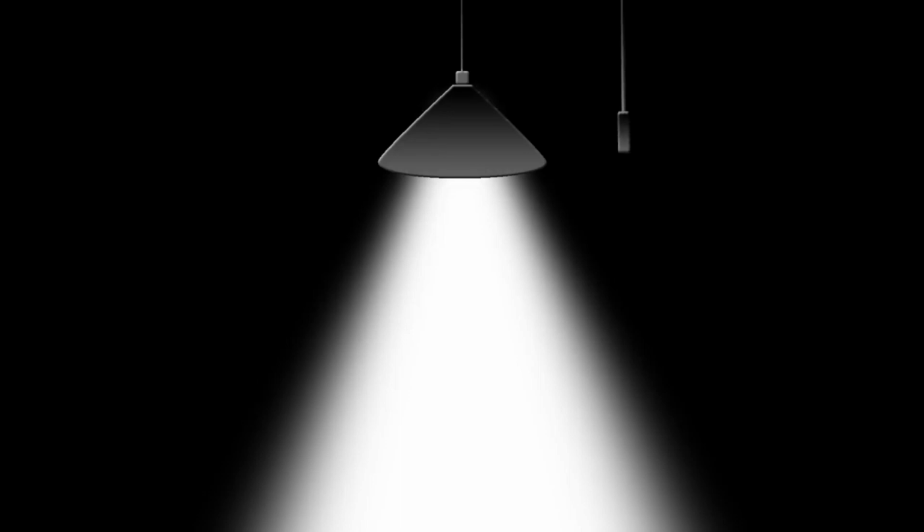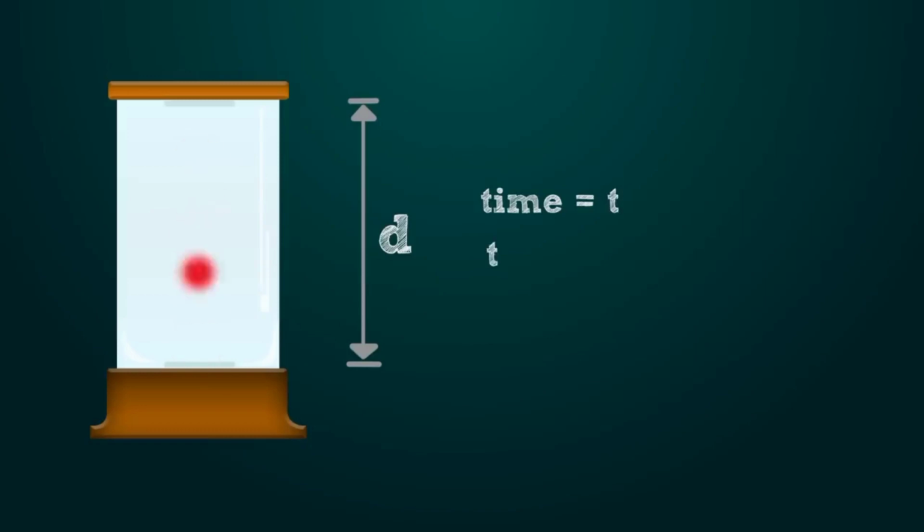Light behaves in a different way. Imagine you have a light clock with you. This light clock has two mirrors in the opposite directions and a light beam bouncing between them. Now, let's say the distance between the two mirrors is d, and the time for the light to cover that distance is t. For the sake of simplicity, let's say it's 1 second.